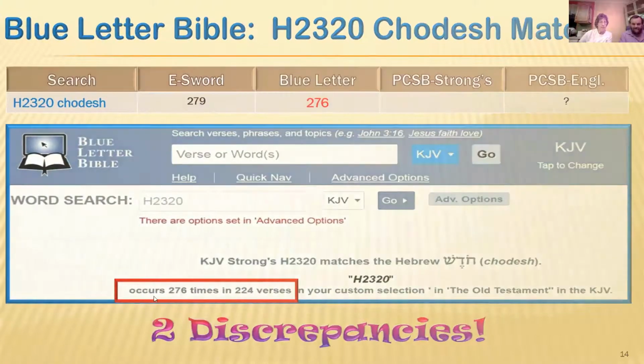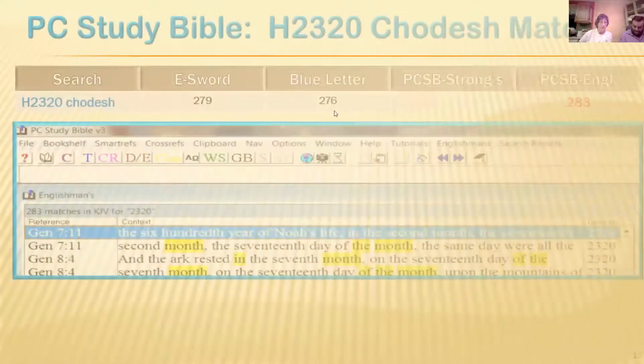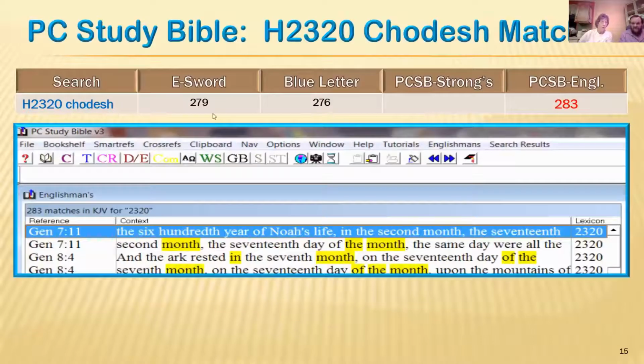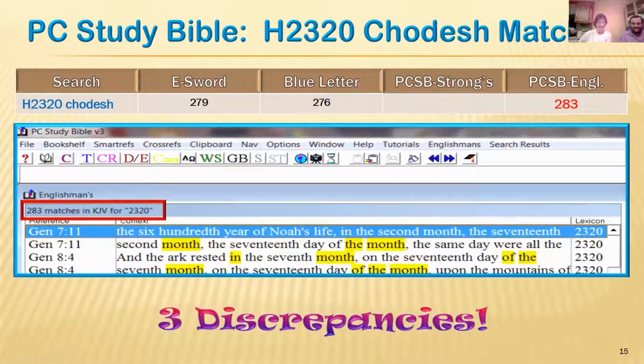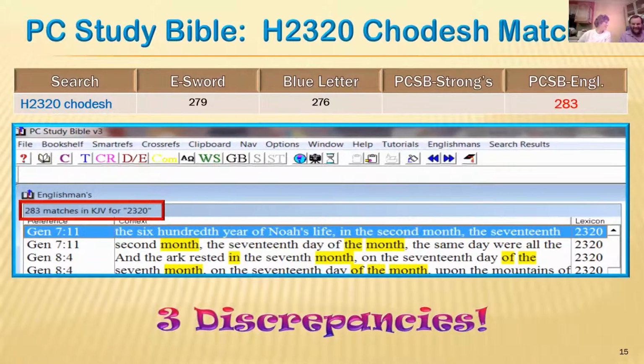Let's look at PC Study Bible. This is the program that I've been using. When I put in 2320, now I'm researching this through the Englishman's, Tim, because that's how my study tool is set up. It tells you it's the Englishman's right here. And right underneath that, it says there are 283 matches in the King James Version for 2320. Now what? 3 discrepancies. Are we in trouble? You are.